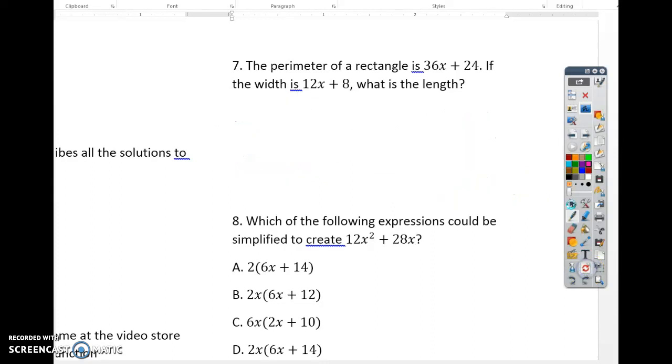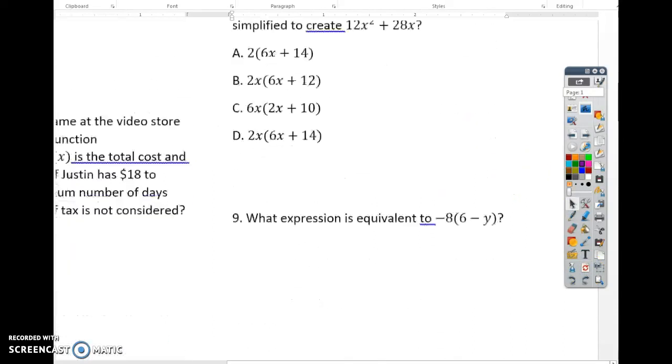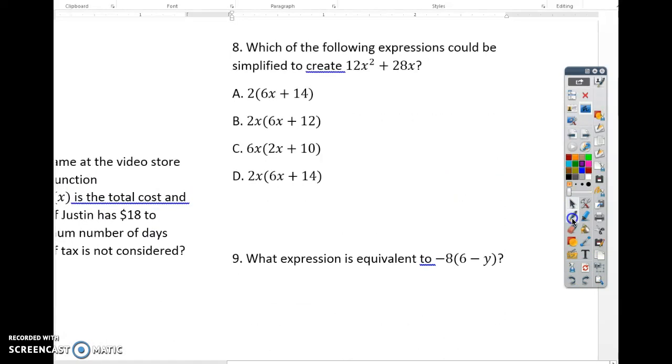Problem number 8. It says, which of the following expressions could be simplified to create this? So this would be the final answer. That means I have to use the answers to see which one gives me 12x squared plus 28x. So you need to distribute all of them and see which one gives you 12x squared plus 28x. So I'm going to do A first.